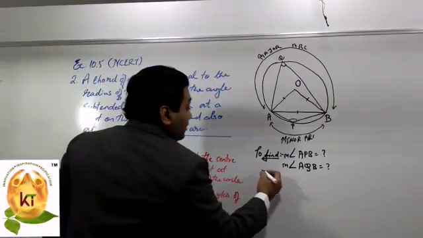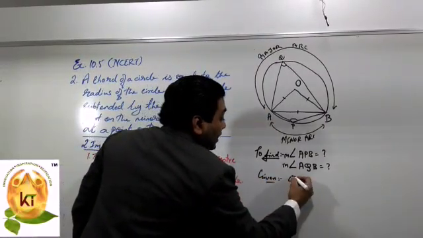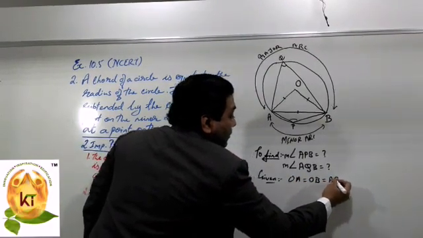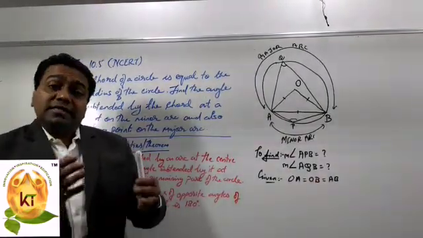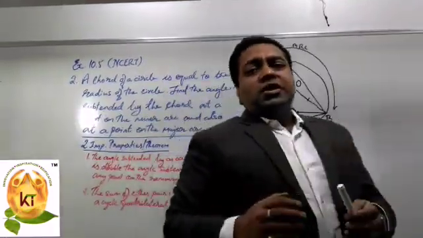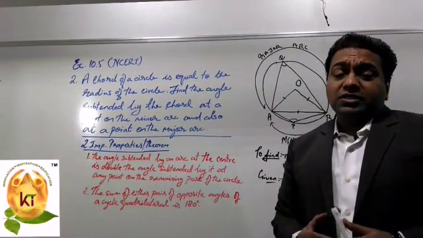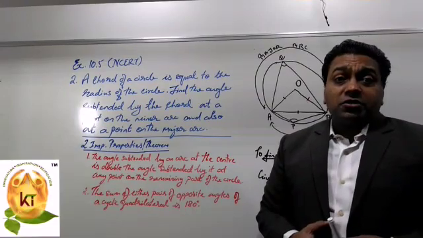And what is given to me? Definitely what is given to me is that OA is equal to OB is equal to AB. This is already given to me. The first statement says the chord of a circle is equal to the radii of the circle, right? So in order to solve this particular sum, we are going to use two very important properties of theorems of circles. And what are those two properties?